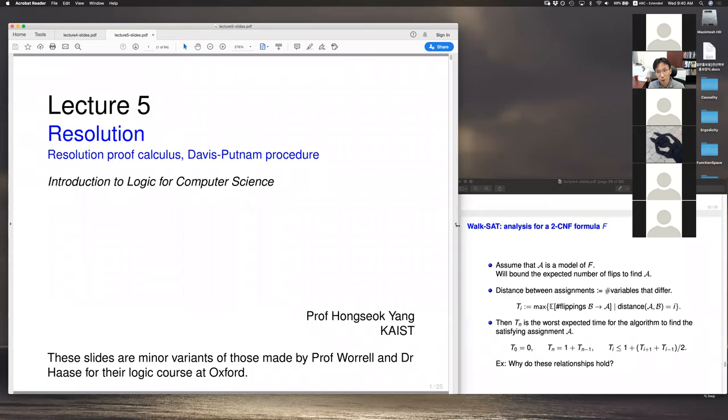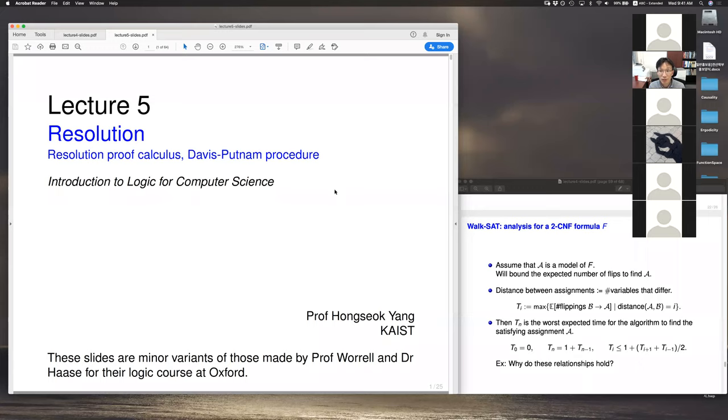Yeah, that's right. For 2-CNF, it's the same. Maybe there is a possible way to encode a normal CNF into an equisatisfiable 2-CNF formula, but because 2-CNF has a polynomial time algorithm, that means very likely the translation will have an exponential blow up. So it will take exponential time.